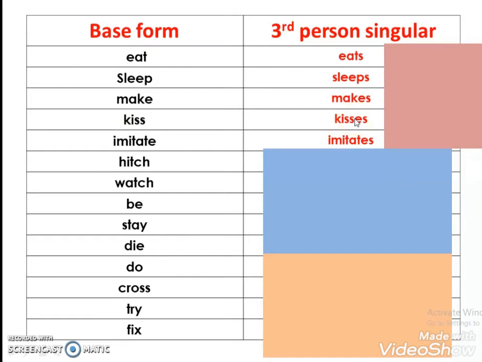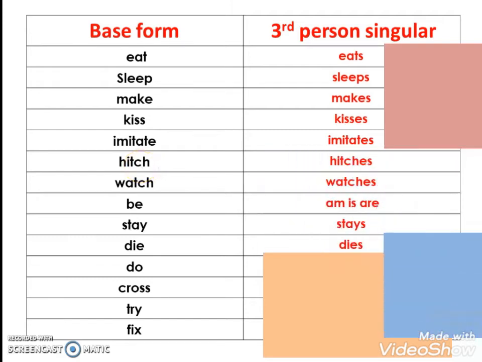Imitate. This is a verb. What should we add for imitate? We add only an s. Imitates. Now let's look at these words. Hitch and watch, both of them end with ch. Because they end with ch, what should I add for the verb? I should add an es. Hitches, watches.